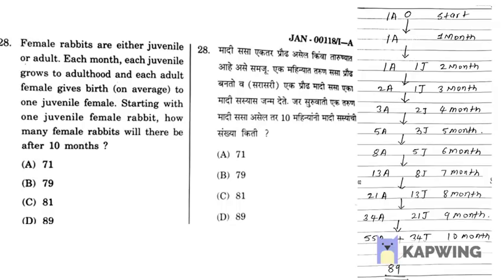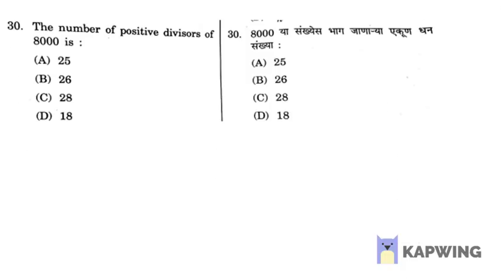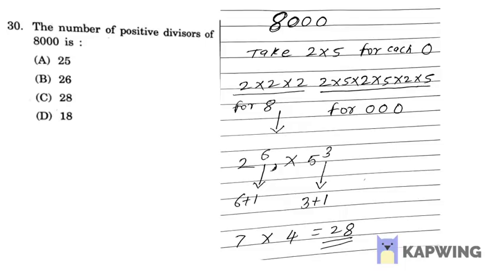Okay, so the correct answer for this question was 89, option D. Okay, moving on to the next question. The number of positive divisors of 8000 is. So friends, this question also I have solved, and the correct answer for this is 28. So how did I get 28?